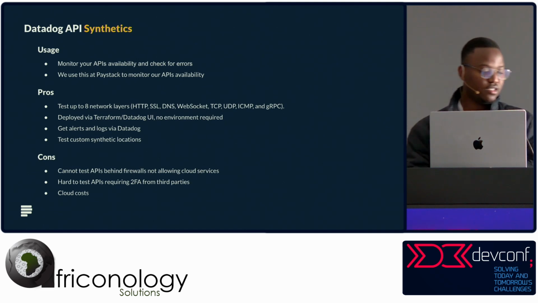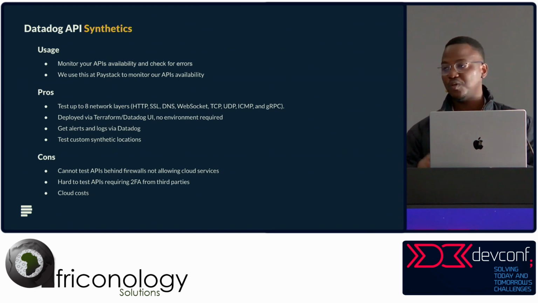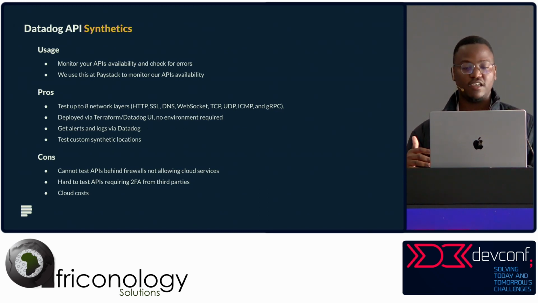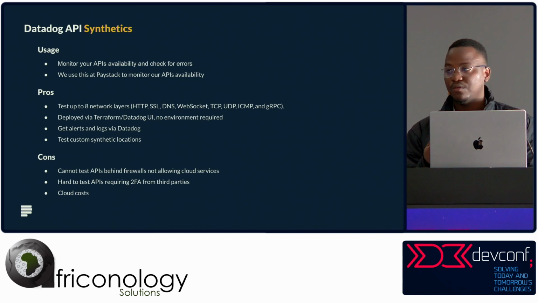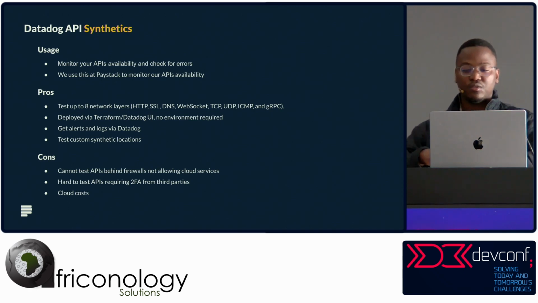So a bit about Datadog. This is what we use at Paystack to monitor Paystack's availability for the public APIs that we have. And you can also check errors like authorization errors or any type of weird errors that you'd want to test as well. The pros for this is that you can test up to 8 networking layers, so not just confined to HTTP.